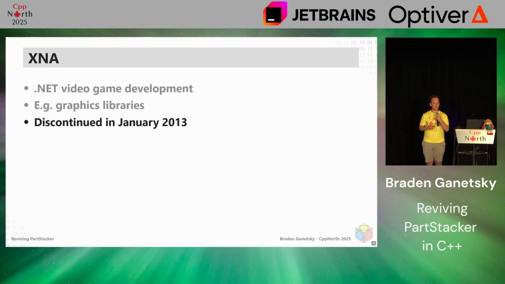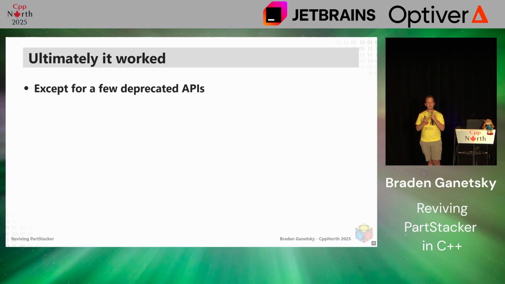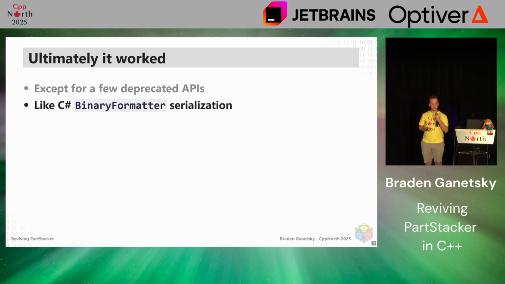I took this old C# code, how am I going to compile it? There are some community implementations of XNA, MonoGame, FNA, neither of them worked until they both did. I didn't get it right the first time. But the problem is there's some deprecated APIs. So C#'s binary formatter serialization functions are entirely deprecated now. But I'm looking at 12-year-old C# code, so I just commented that stuff out.